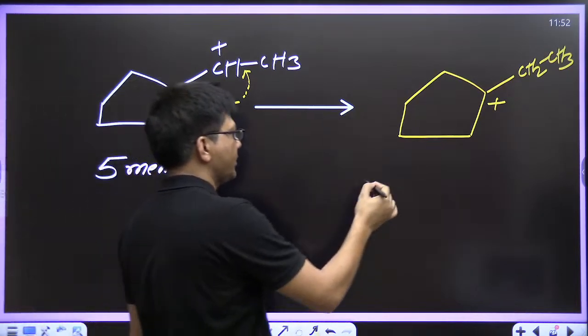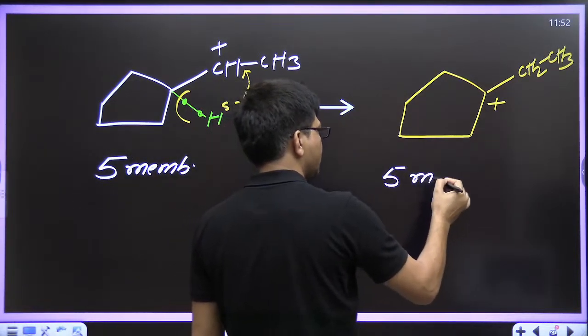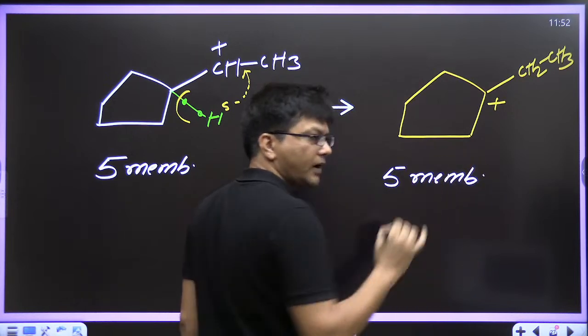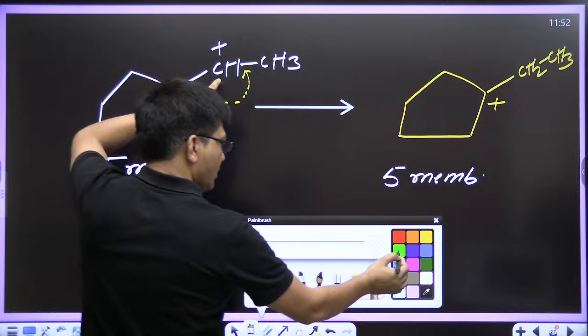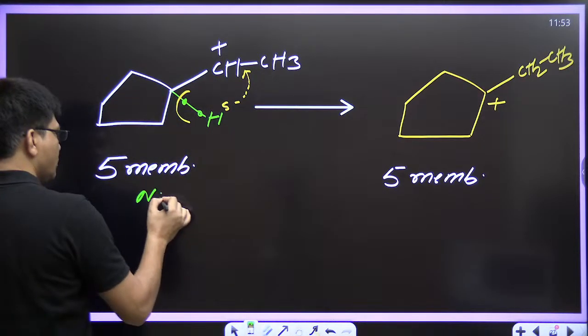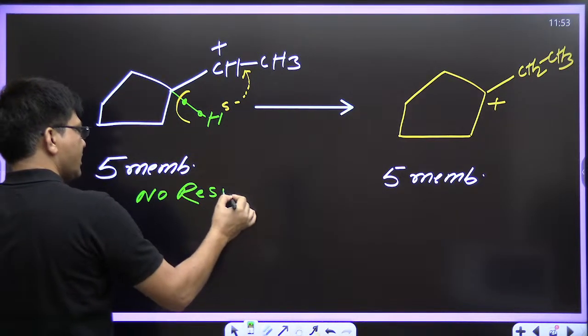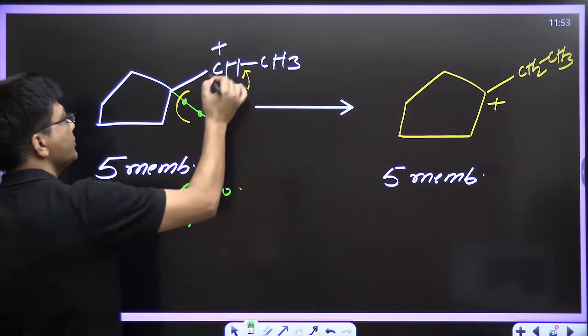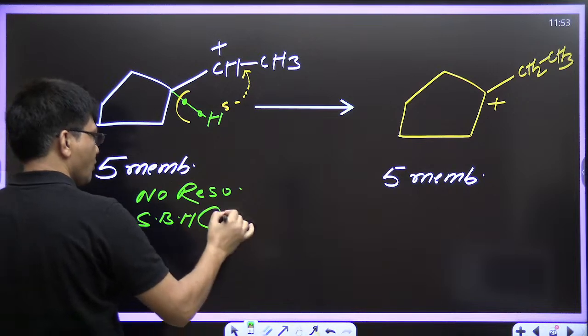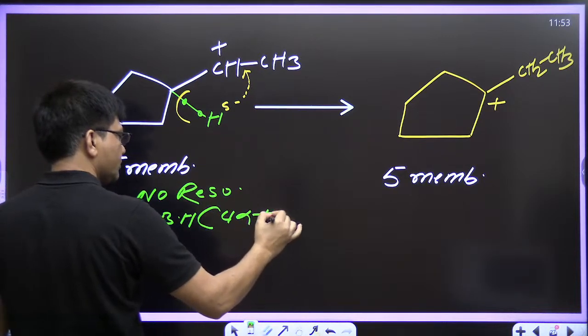That is also a 5-membered ring. Not too much stability they have gained. 5-membered is remaining 5-membered only. But how many alpha hydrogens does this have? No resonance. So is there hyperconjugation? Yes, stabilized by hyperconjugation. How many alpha hydrogens? 3 and 1, 4. 4 alpha hydrogen atoms.